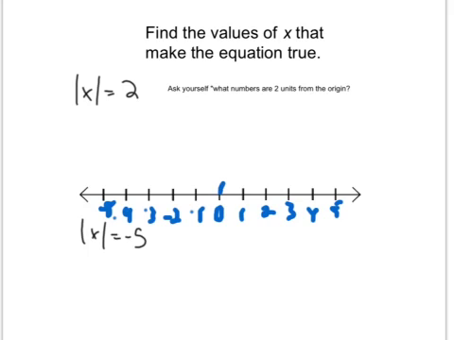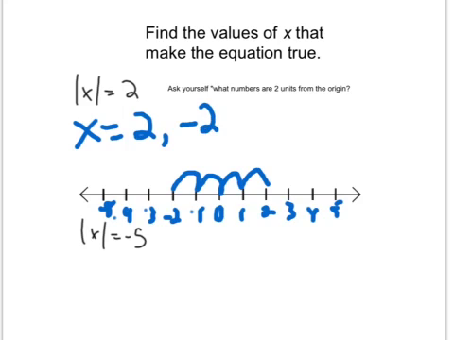Well, if I start at 0, I can go 2 spaces this way, and I get to 2, so I'm going to put x equals 2. But I don't just travel right on the number line, I can also travel left. So I can move 2 spaces this way and get negative 2. Okay, so both 2 and negative 2 have an absolute value of 2. They're both 2 spaces away from 0.